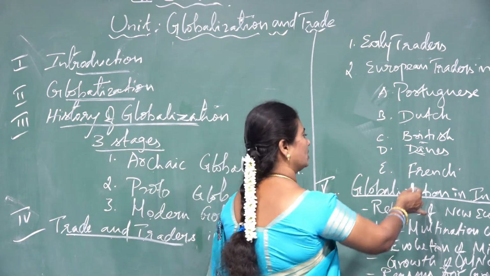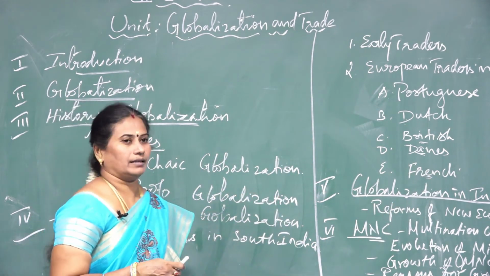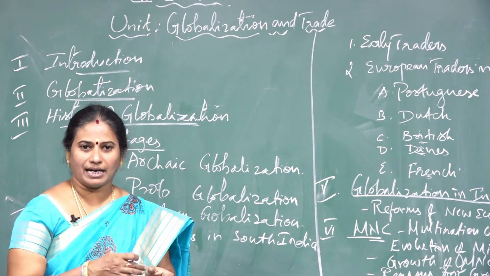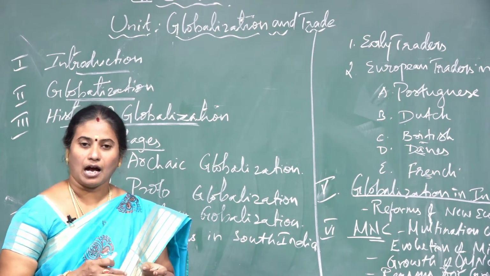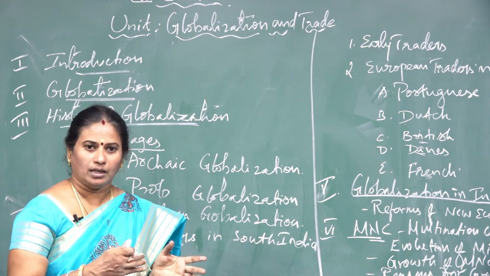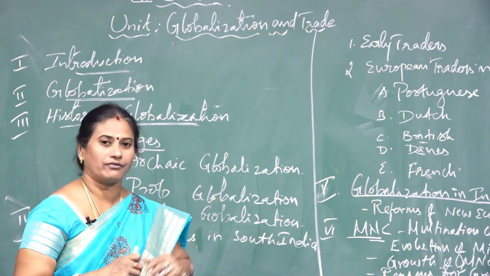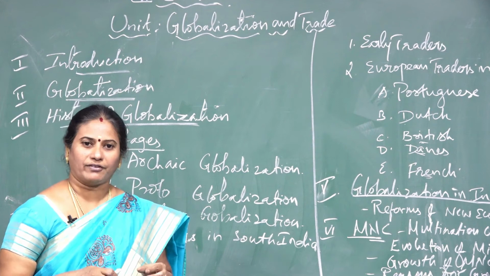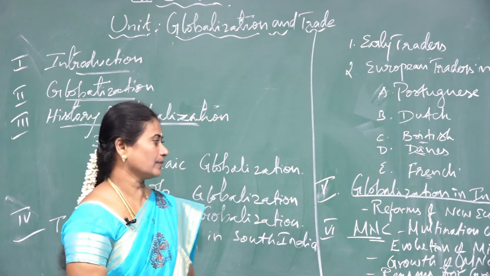Last, I am going to explain about the French East India Company. In 1668, the French East India Company started their settlements and established their trading center in India after getting permission from the Sultan of Golconda. Now, the Dutch took over Pondicherry from the French. Later, it was given back to them. After that, Pondicherry became the headquarters of the French East India Company in India.